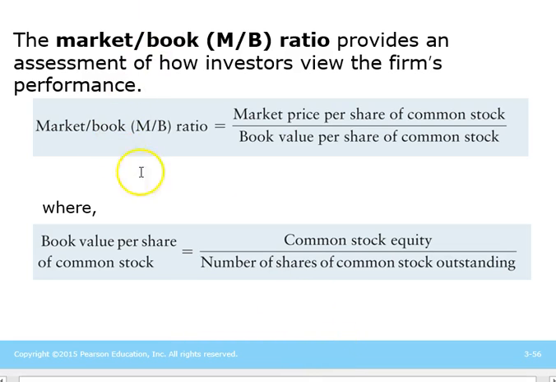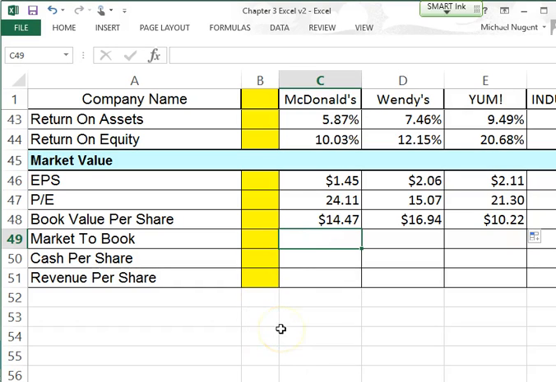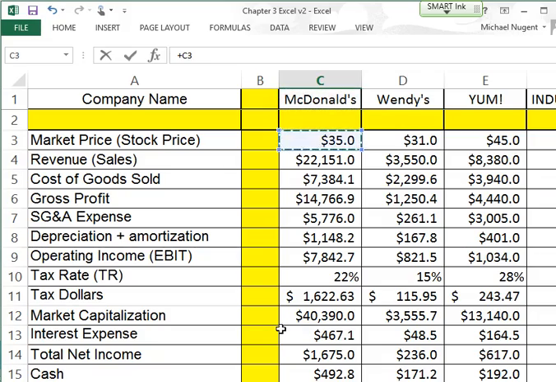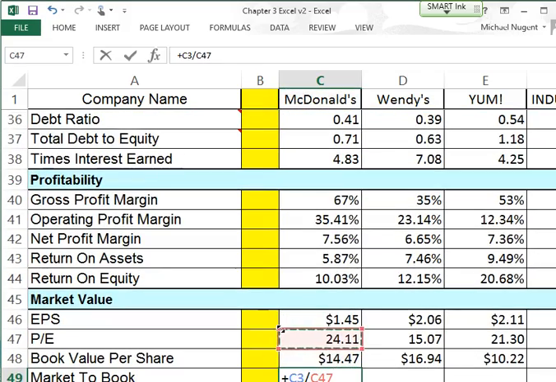Okay, so the book value per share is common equity divided by the number of shares, but the market to book is going to be the stock price divided by the book value per share. So when it says market price, that means stock price. Stock market, market price, stock price. Get it? Again, we're confusing people with different names. And book value means equity. So let me take my stock price, all the way at the top, and divide it by my book value per share, which I just calculated.